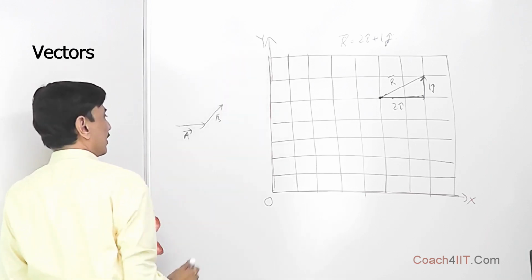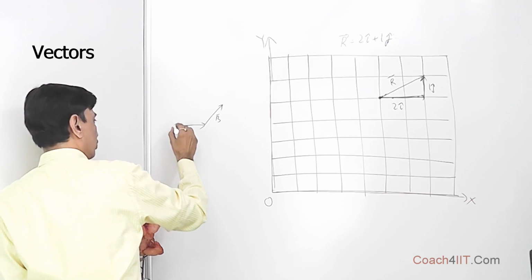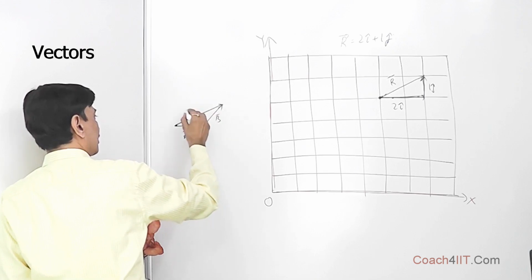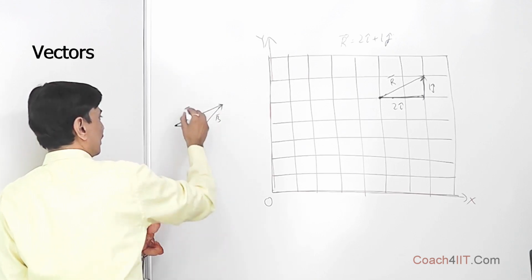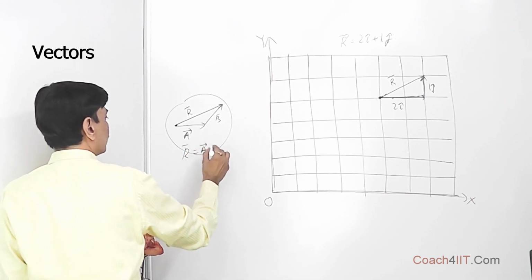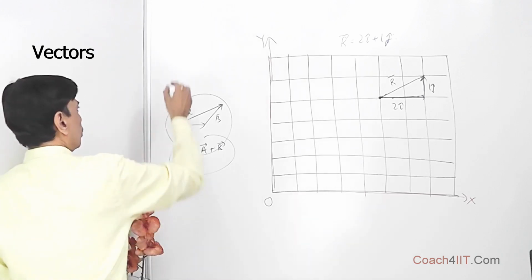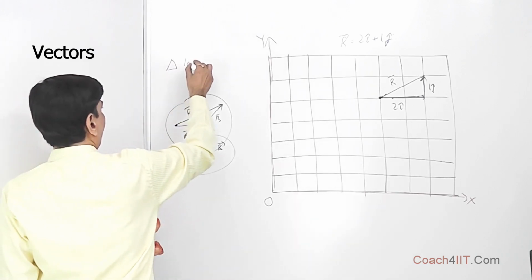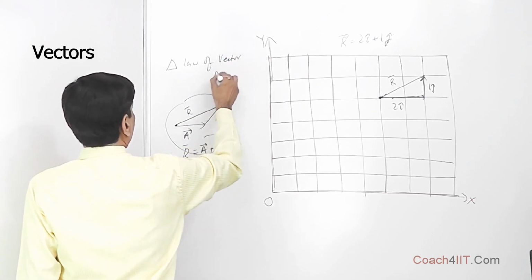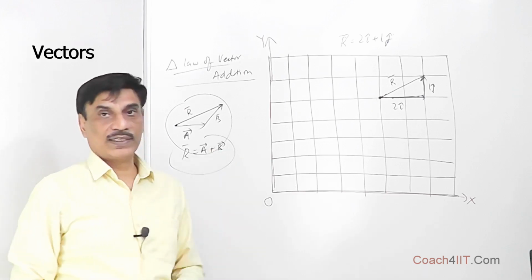So this is the B vector, the vector which originates from the tail of the first vector to the head of the second vector. This is called the resultant vector, and this way of adding it, that is R is equal to A plus B, we have a triangle. This is a triangle only, and this is called the triangle law of vector addition.